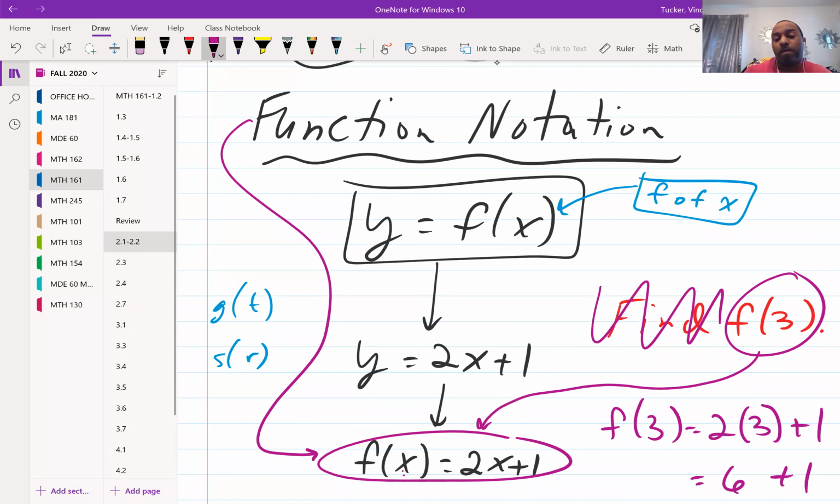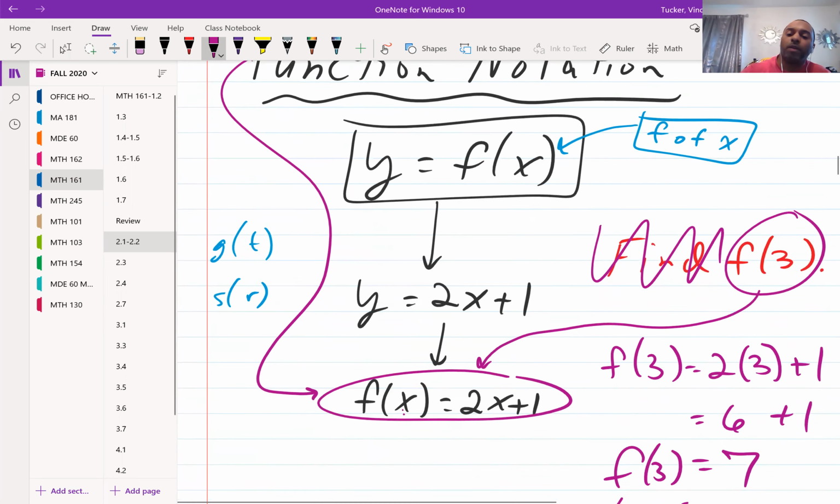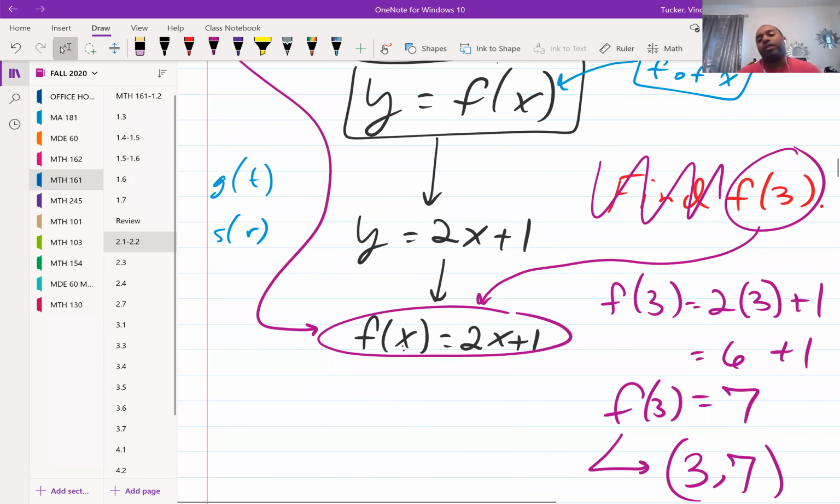Notice in the notation you had f of x, but then you substitute 3 in for the x. That means you would substitute 3 in for the x throughout that function. So you would do 2 times 3 plus 1, because we had 2 times x plus 1. 2 times 3 is 6. 6 plus 1 is 7. So f of 3 is equal to 7.